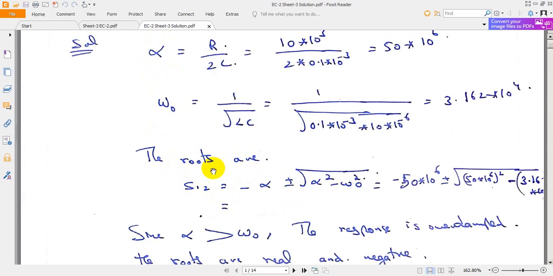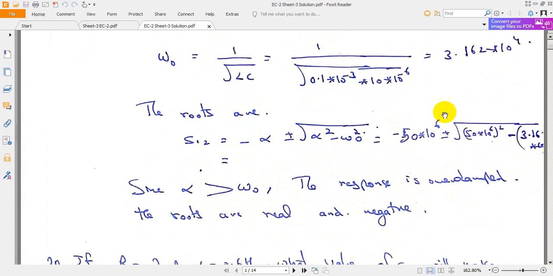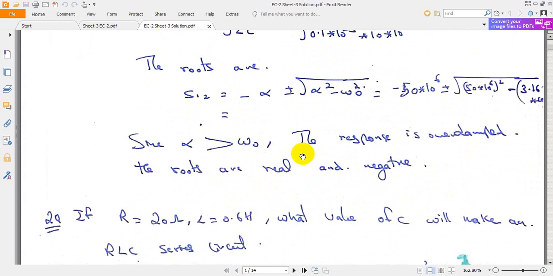Additionally, just for your information, we have evaluated it here where the roots are S1 and S2. S1 is minus alpha plus square root of alpha square minus omega naught square, and S2 is minus alpha minus square root of alpha square minus omega naught square. When you evaluate this, you will get the values of S1 and S2. This is not asked in the question; for your information, it has been written here.